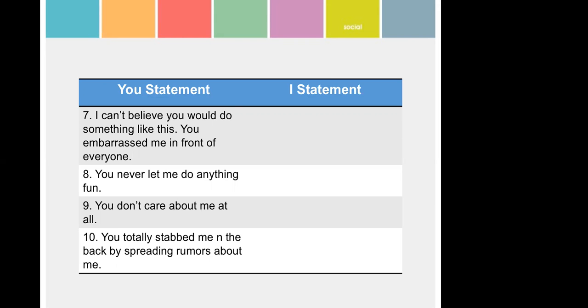Number 7 says, I can't believe you would do something like this. You embarrassed me in front of everyone. Number 8 says, you never let me do anything fun. 9 says, you don't care about me at all. And then 10 says, you totally stabbed me in the back by spreading rumors about me. How would you turn these into I statements?